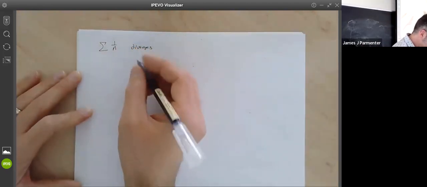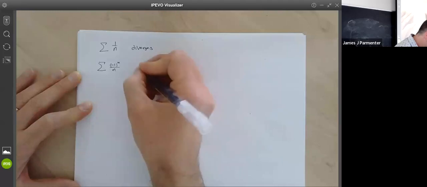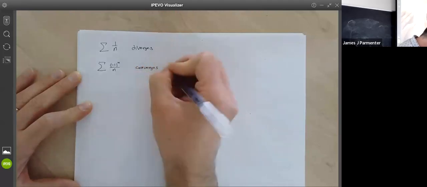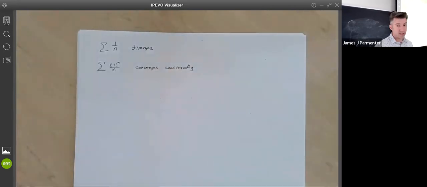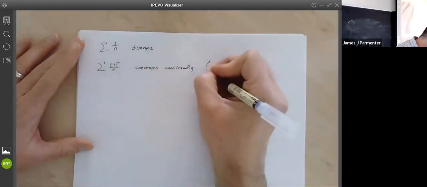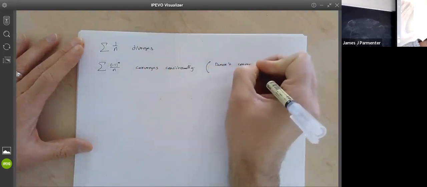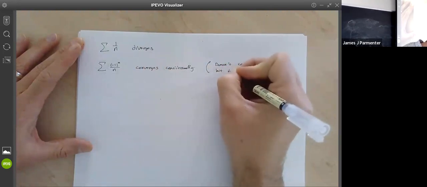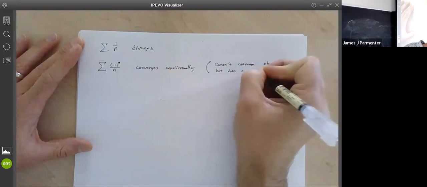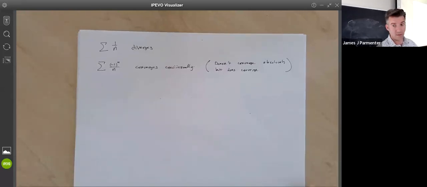So this series diverges. This series converges conditionally. Converges conditionally is words that mean two other things: it doesn't converge absolutely, but it does converge. That's what conditional convergence means. It does not converge absolutely, but it does converge.